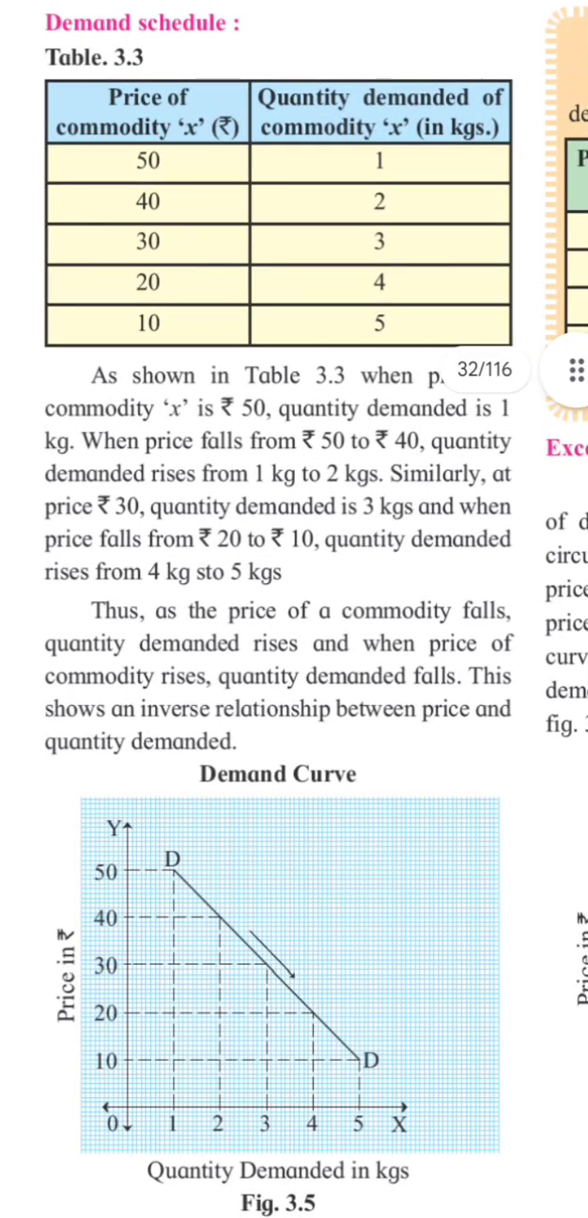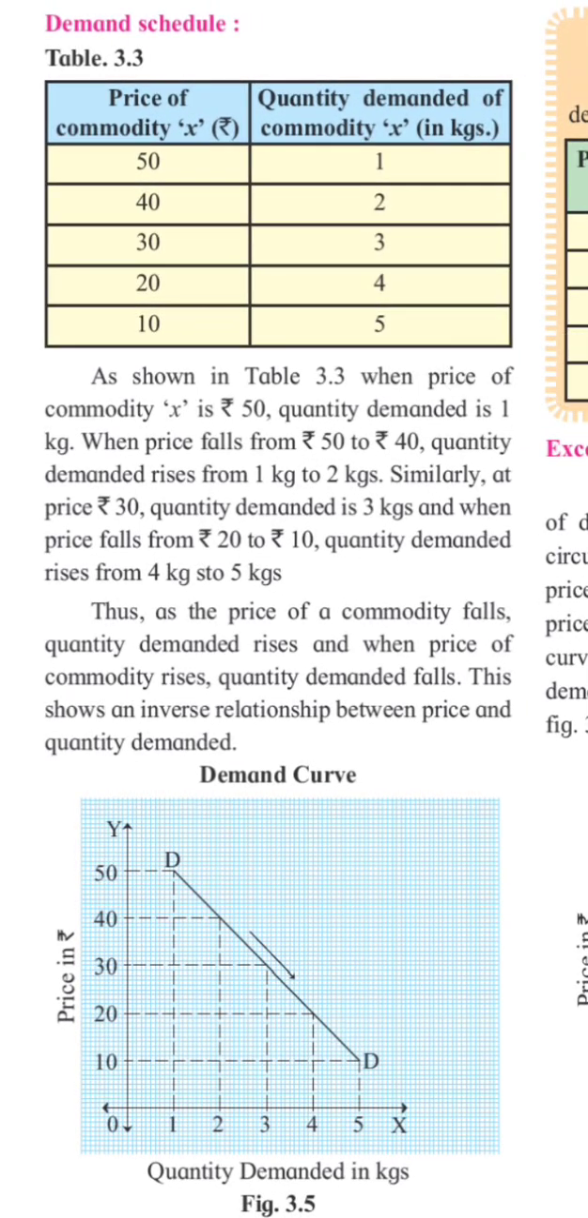You can see here table 3.3 shows the demand schedule. A demand schedule presents various quantities demanded at different prices. When the price of a commodity is more, the consumer will buy less, and when the price of a commodity is less, the consumer buys more of it. You can see here when the price of a commodity was 50, the consumer was buying 1 kg only, and when it falls to 10, the consumer buys up to 5 kg. So as price decreases, quantity demanded increases.